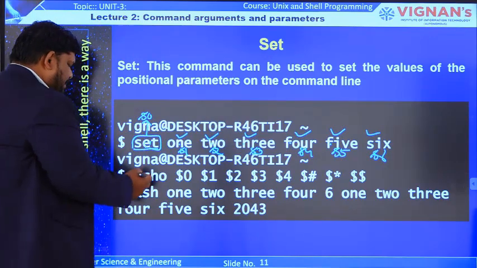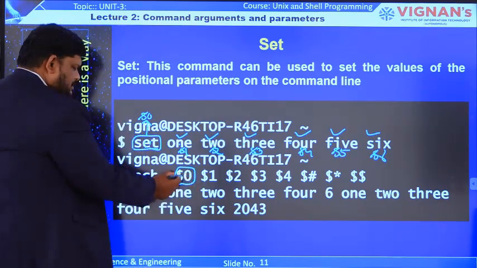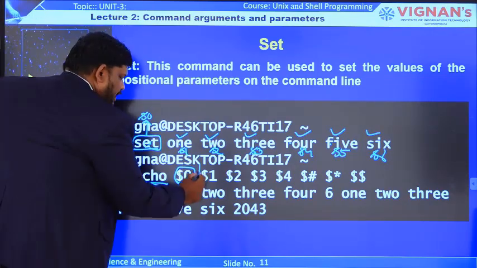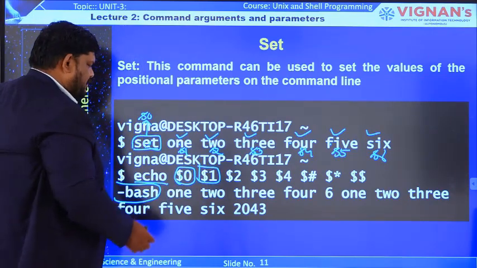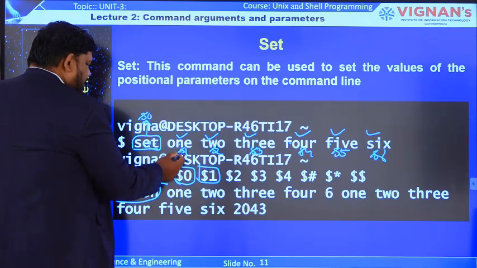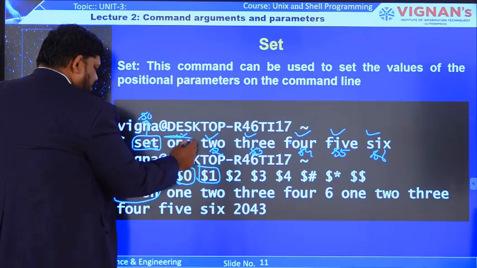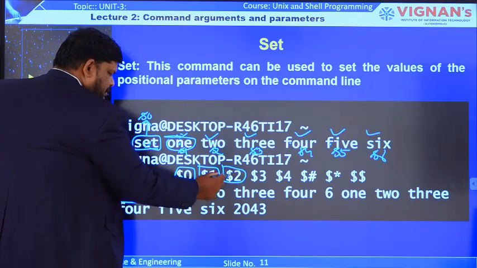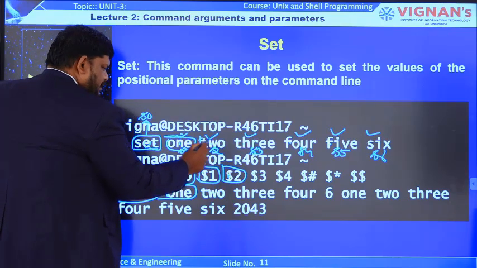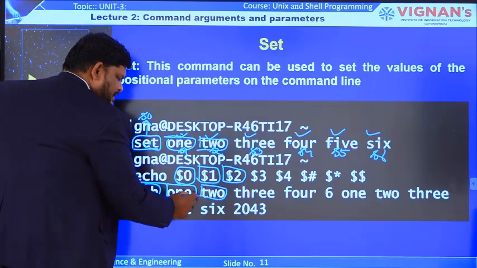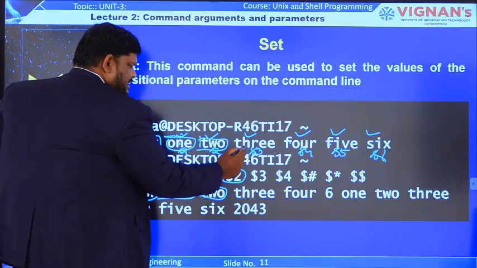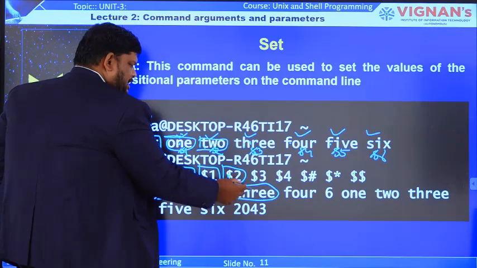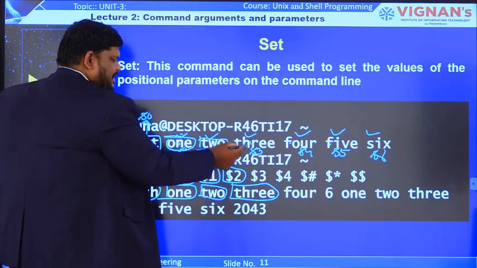Now let us see. I am printing echo $0. $0 means this one, which is nothing but bash. Next, I want to print $1. $1 means it has already been set with 1, that means this argument. That's why 1 is printing here. Now echo $2: the answer is 2, that's why this is printed here. $3 is nothing but this one, that's why 3. This third argument is here because with the help of set we assigned the values.